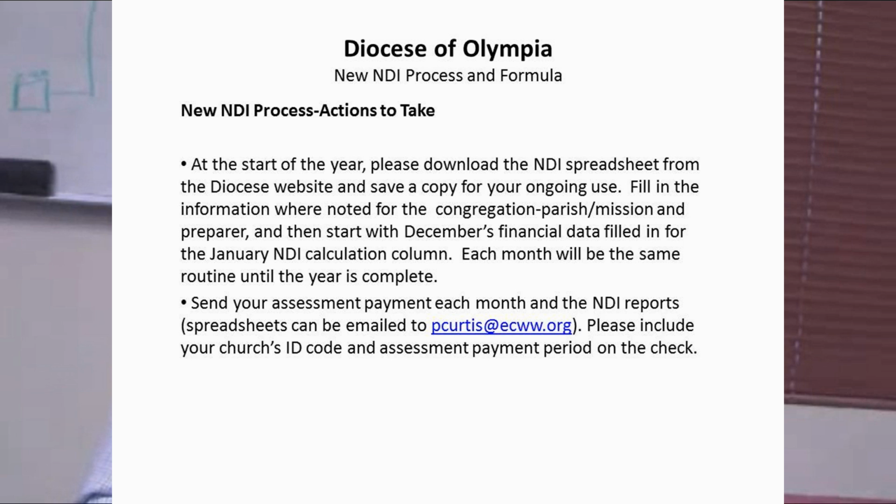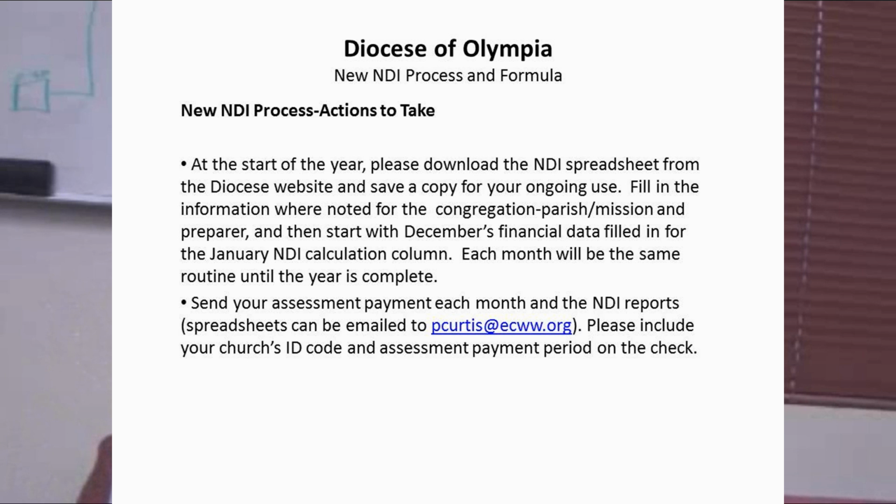Before I go on, I'll talk about this ID code. Every church of the diocese that pays assessments has what's called an ID code. For any of you who've already been working with this in the past, when you got an old statement, there would be a 4-number ID code on it. I think our church, Montesano, is 5690. Everybody has a little ID code like that.